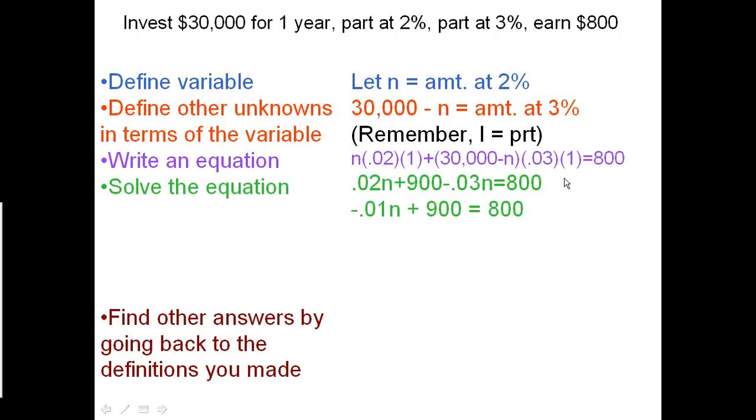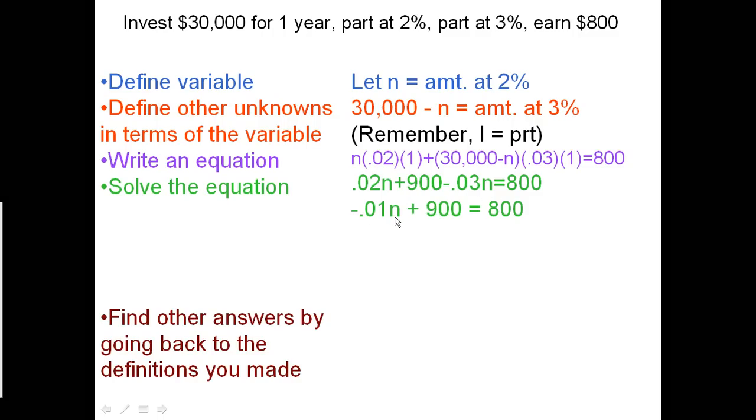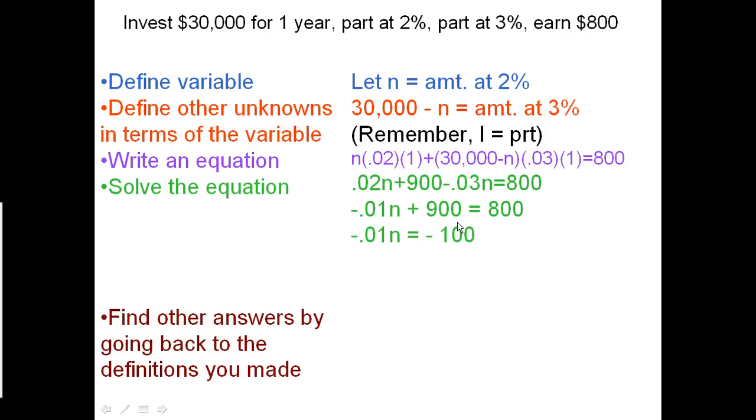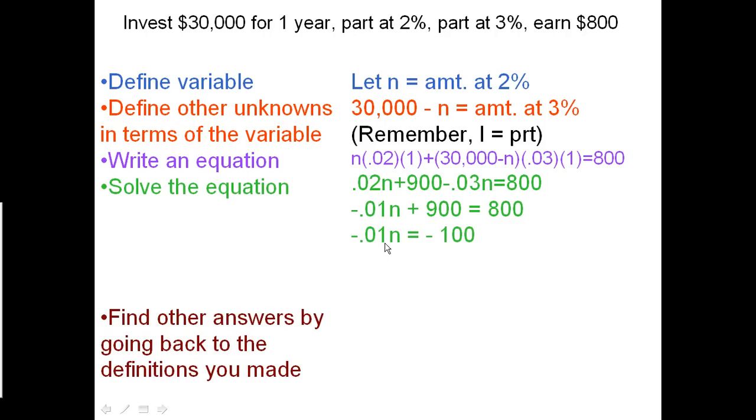So next, I'm going to combine like terms, and you see I have 0.02n minus 0.03n. I get a negative 0.01n. Don't worry about that yet. Don't worry about it at all, really. It's going to work out okay. Next thing I'm going to do is subtract 900 from both sides. I go ahead and do that. I get negative 0.01n is equal to negative 100.